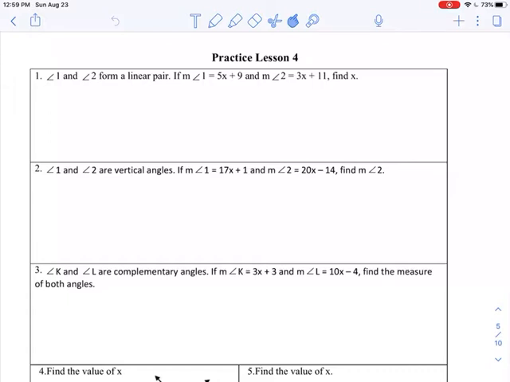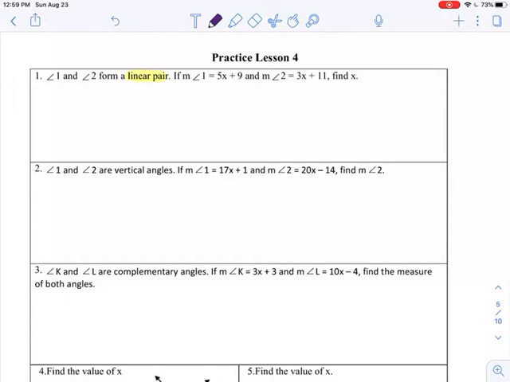So in each of these, you're going to have to look for a key word. If there's a picture, then you're looking at the picture to understand how to set up the equation. You're going to be setting up an equation and solving for x. Sometimes you'll have to go back and plug in to find out what an angle is or what a segment is.